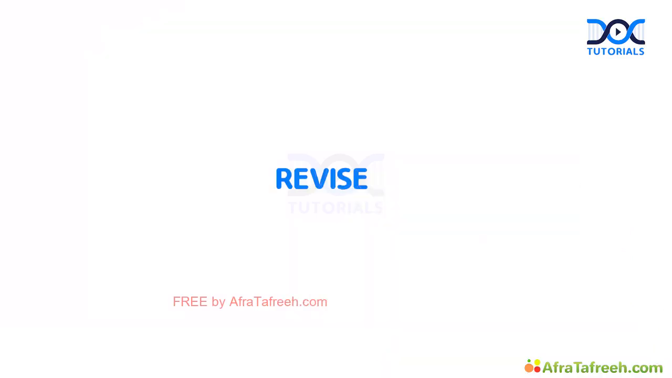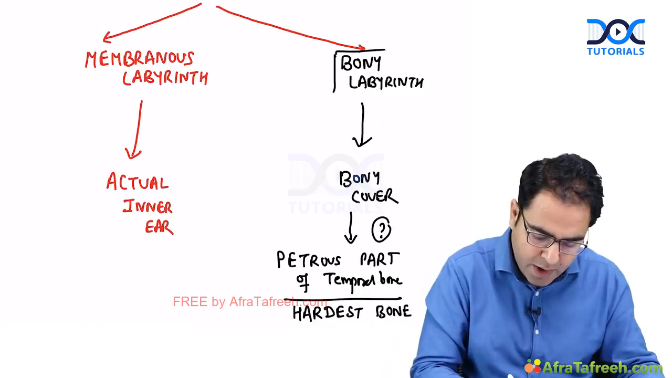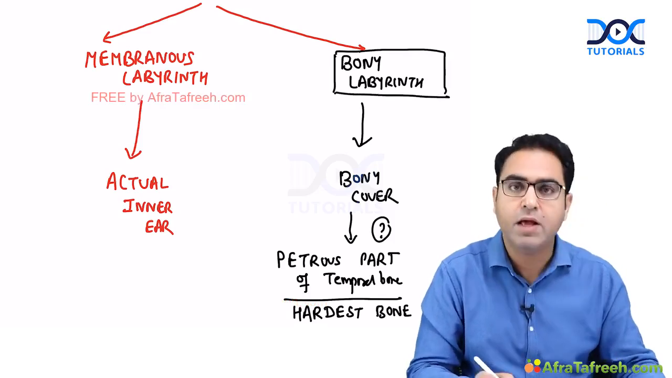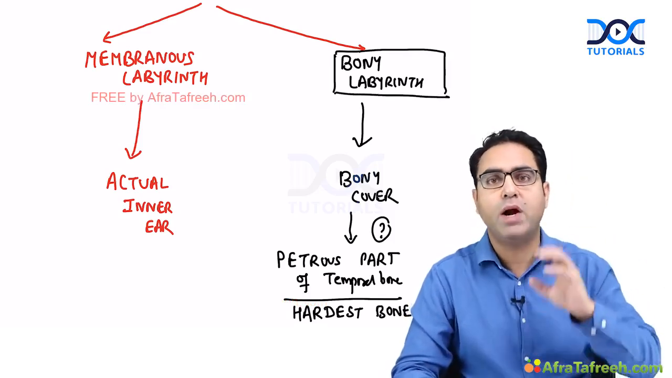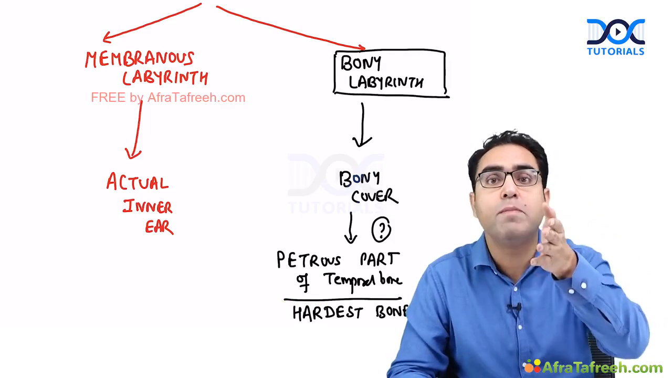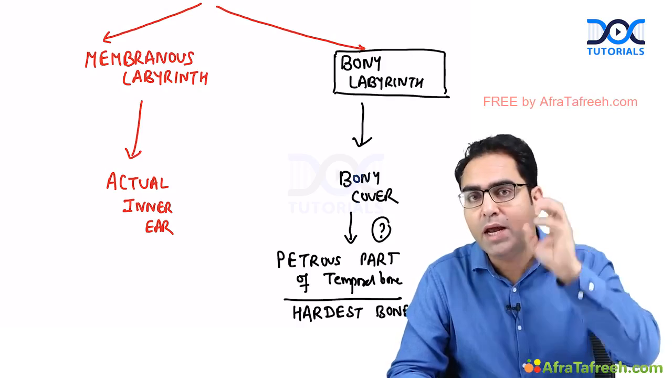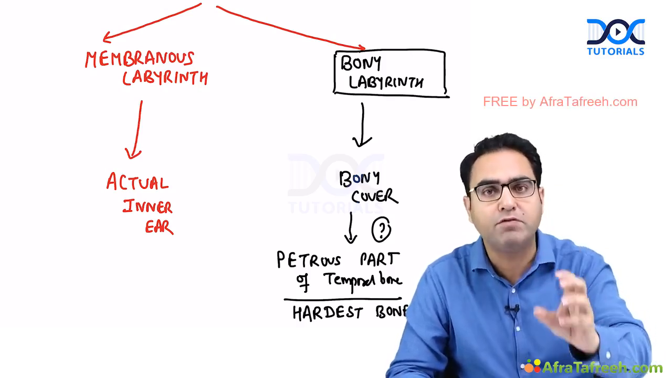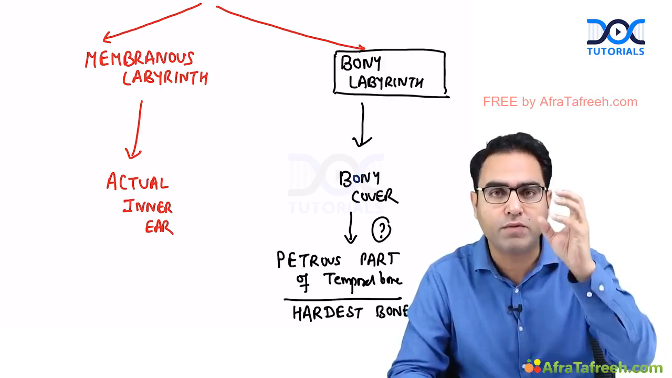The bony labyrinth is made by which bone? Temporal bone, yes. But which part of temporal bone? Petrous part of temporal bone. And my concept is the external ear and middle ear are up to tympanic part of the temporal bone. But inner ear is situated within the petrous part of temporal bone, the hardest bone of the body.